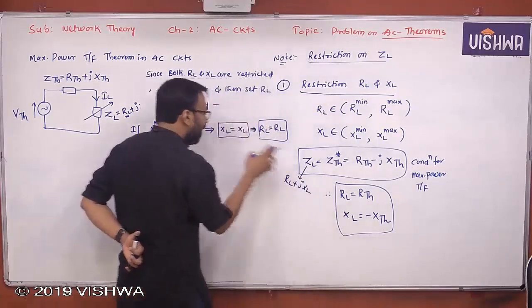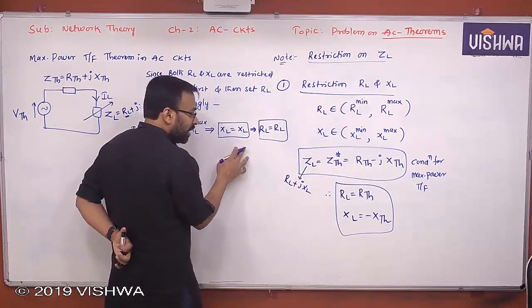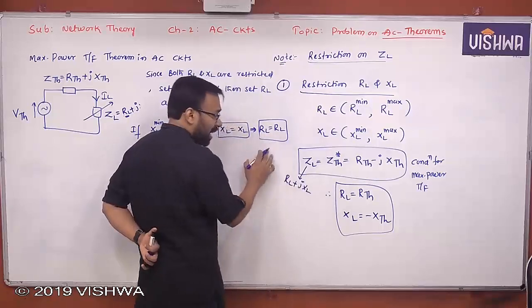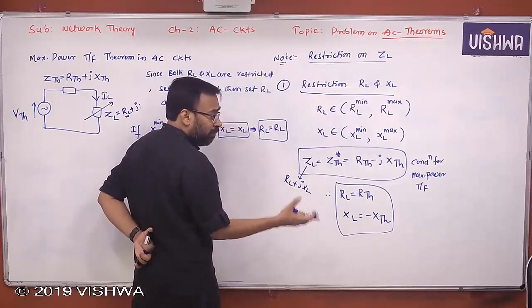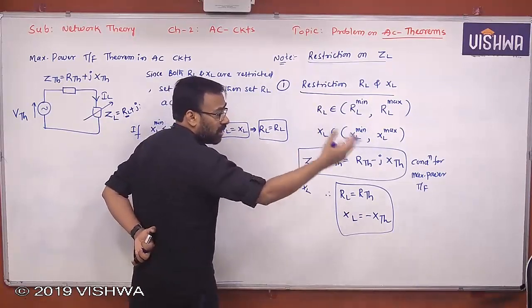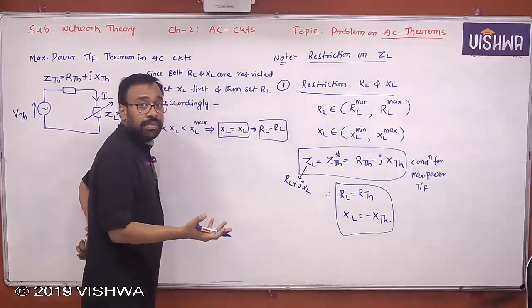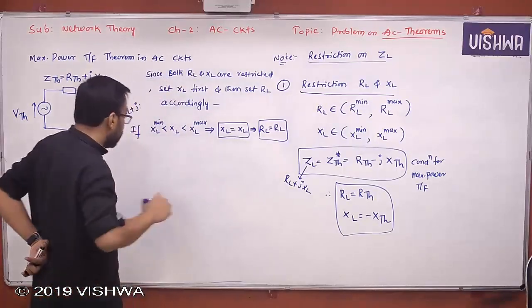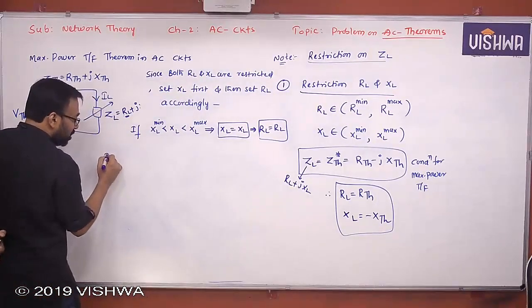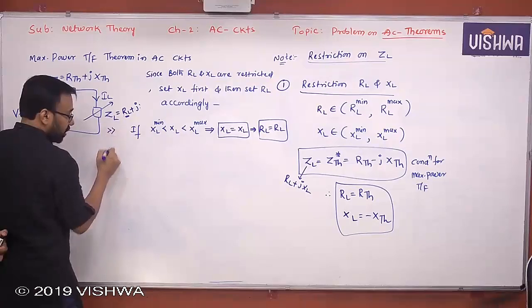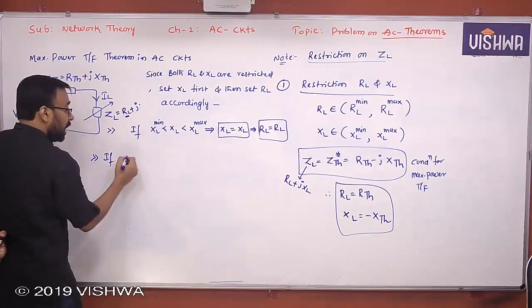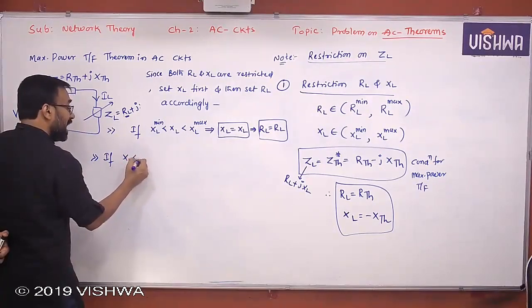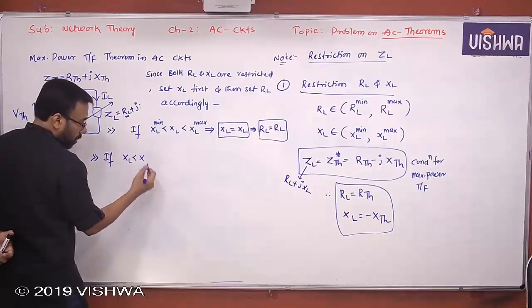Now when XL remains XL, then whatever the value of RL you got, that RL remains RL only, for the maximum power transfer condition when both are variable. You understand, all of you? Okay. But now if the condition changes, this is the first condition, this is the second condition: if XL is less than XL minimum, I hope you understand this.